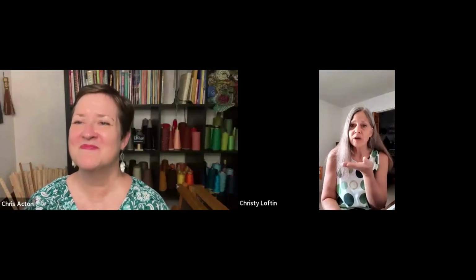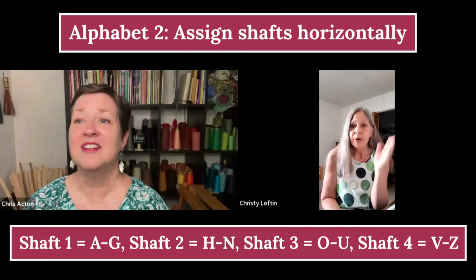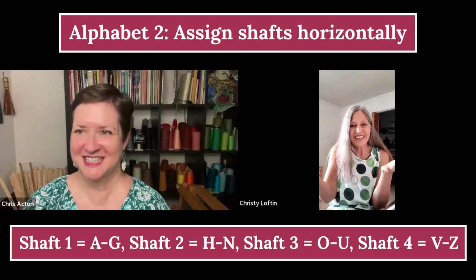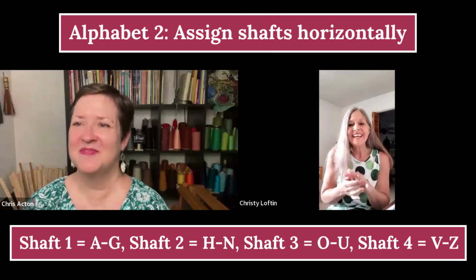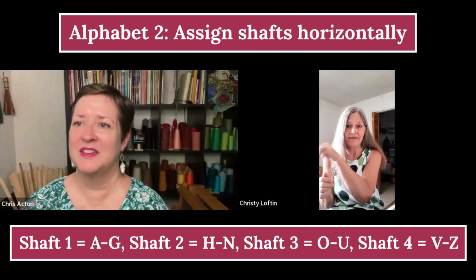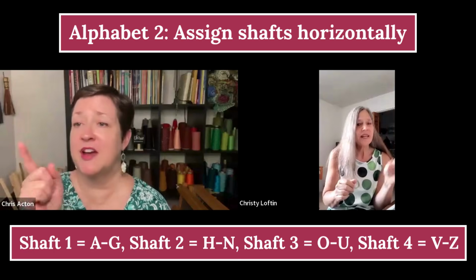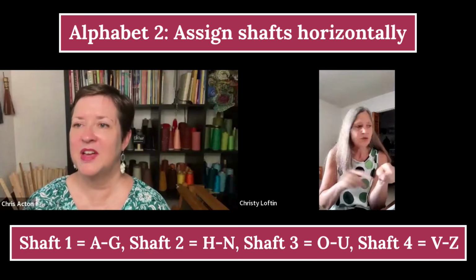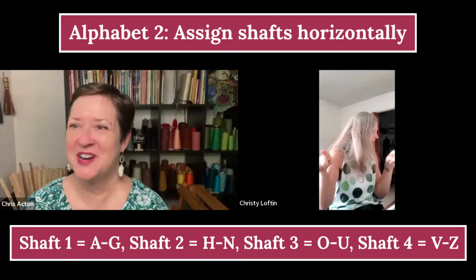The other is horizontal. I go A through G. No significance really to G. It's just what works for me. So shaft 1 is then A, B, C, D, E, F, G. So any of those letters are on shaft 1? Any of those letters. Okay. Shaft 2 is then H through whatever falls through.